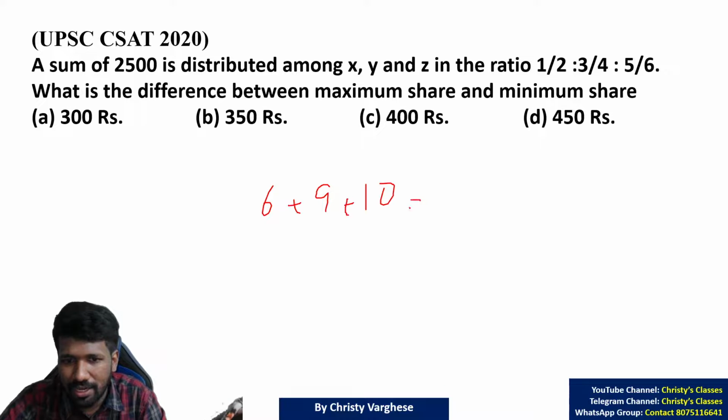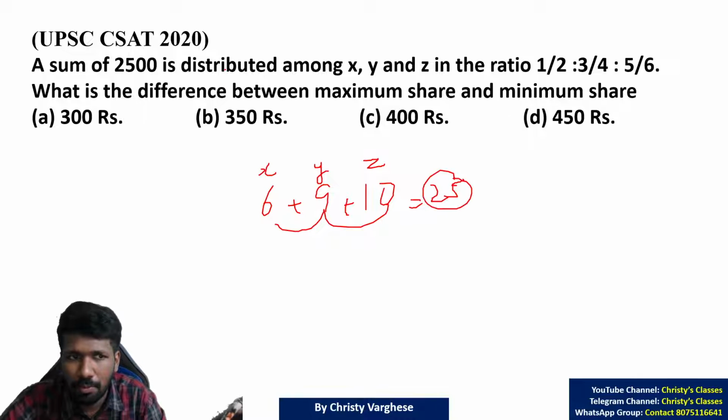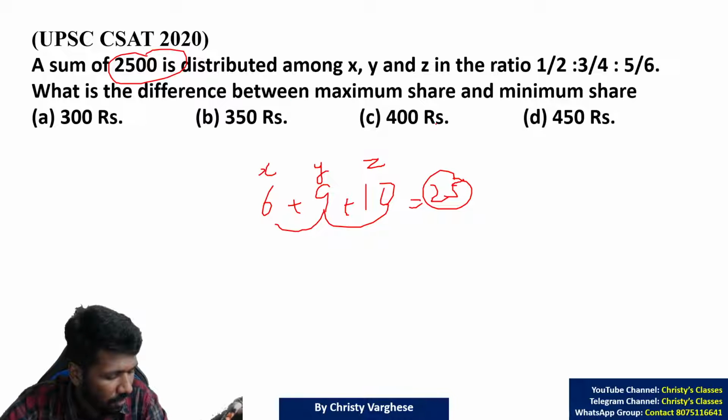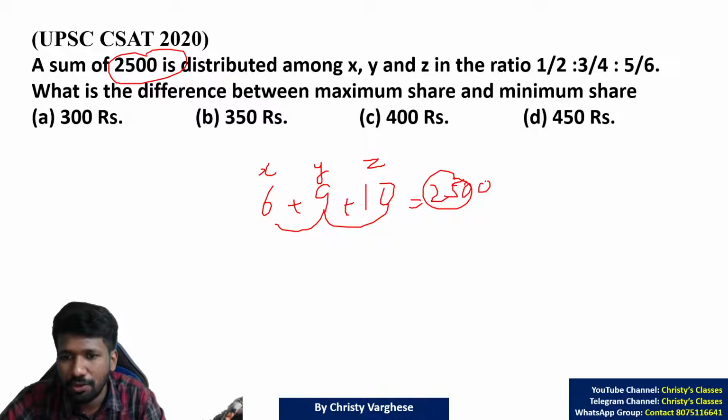6, 9, 10 added is 25. Like x is having 6 rupee, y 9 rupee and z 10 rupee. But adding all that you will get 25 rupee only. But the question says it is not 25 rupee. It should be 2500 rupee. So this is multiplied by 100, means this and this should be multiplied by 100. And that will be the exact value of x and y and z.